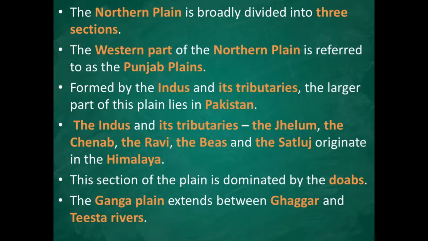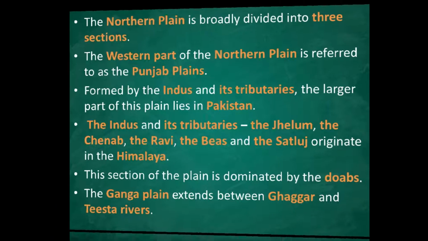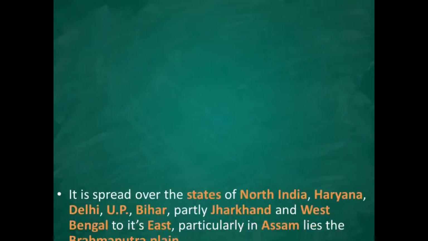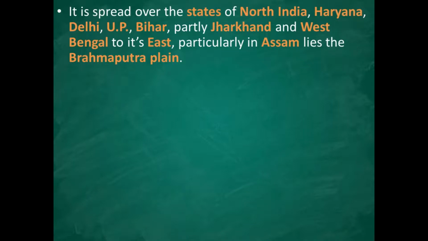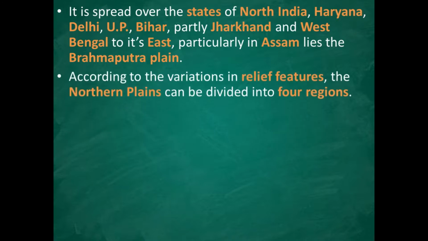The Ganga plain extends between Ghaggar and the Teesta river. It is spread over the states of North India: Haryana, Delhi, Uttar Pradesh, known as UP, Bihar, partly Jharkhand, and West Bengal to its east. Particularly in Assam lies the Brahmaputra plain. According to the variations in relief features, the northern plain can be divided into four regions.